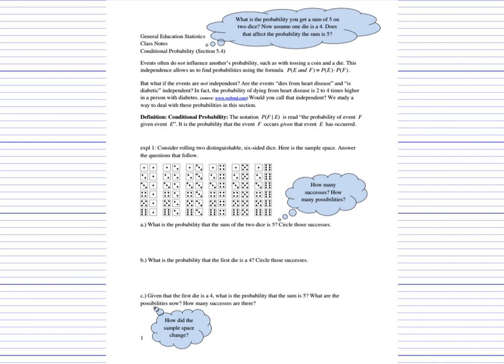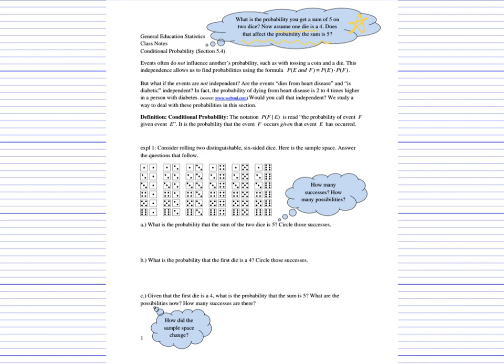Think about this. What's the probability you get a sum of 5 on 2 dice? We've seen that, right? We did that all the way back in 5.1, in fact. But now, assume one die is 4. Does that affect the probability that the sum is 5? You betcha. That's the idea of conditional probability, okay?